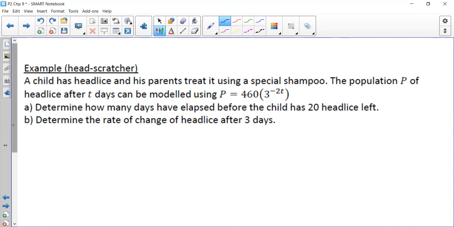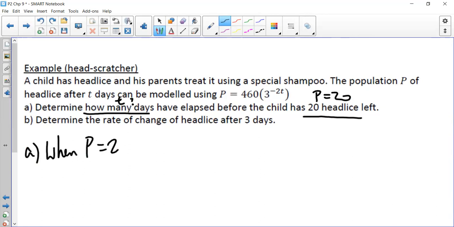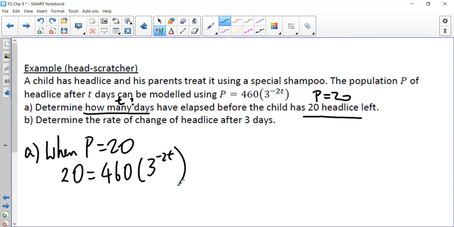Part A. Determine how many days have elapsed after the child has 20 head lice left. So how many days means variable of t. 20 head lice means P equals 20. If you remember what I mentioned about modeling, it's all about equating the numbers given to you to the variable. So part A, when P equals 20, 20 equals 460 times 3 to the power of -2t.